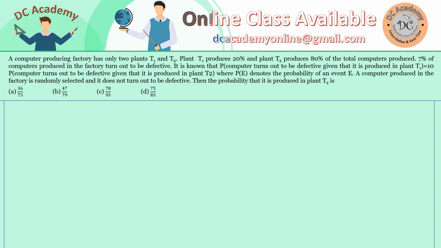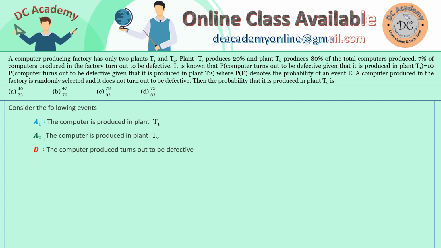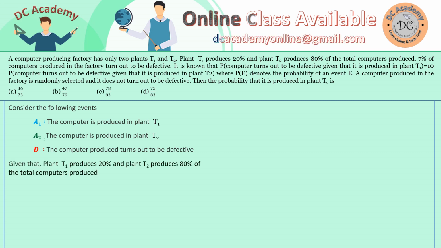Here, first we consider the following events. Event A1 represents the computer is produced from plant T1. We consider another event A2 stating that the computer is produced in plant T2. And we consider the event D stating that the computer produced turns out to be defective. Now it is given that plant T1 produced 20% and plant T2 produced 80% of the computers. Therefore probability of A1 will be 20 by 100, that is 0.2. Probability of A2 is 0.8.